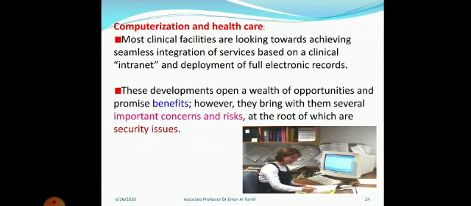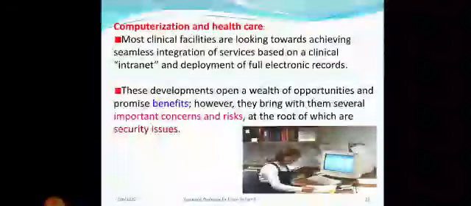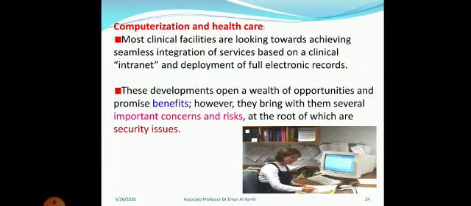So most clinical facilities are looking towards achieving seamless integration of service based on a clinical intranet and the deployment of full electronic records. There are many hospitals which are using the computer for reporting patients' records. It replaced, as we mentioned, the hard record, and it is in many hospitals now. There is an intranet, and there is good integration and communication between different departments, and between different specialties regarding one patient.